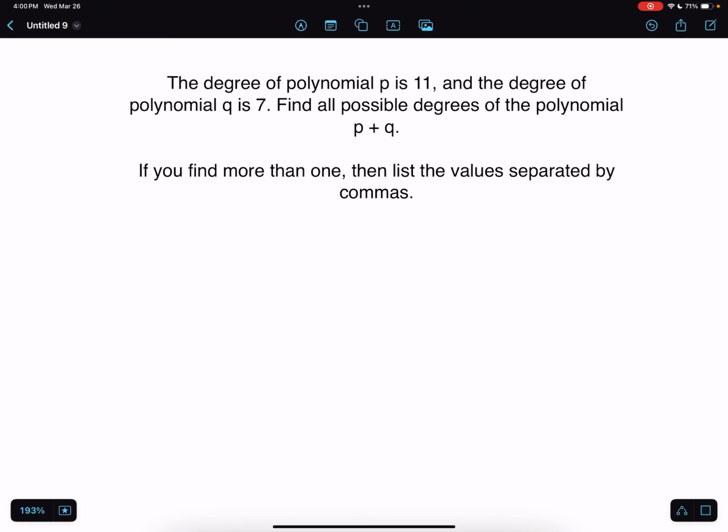In this video, we're going to be solving this problem on Algebra 1 in functions and polynomials and degrees. The problem statement says, the degree of polynomial p is 11, and the degree of polynomial q is 7. Find all possible degrees of the polynomial p plus q. If you find more than one, then list the values separated by commas.